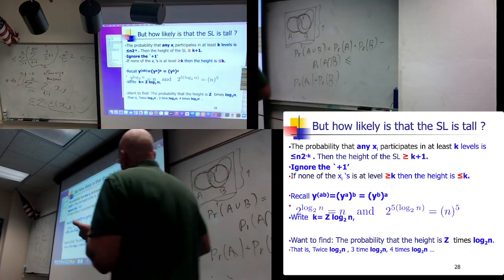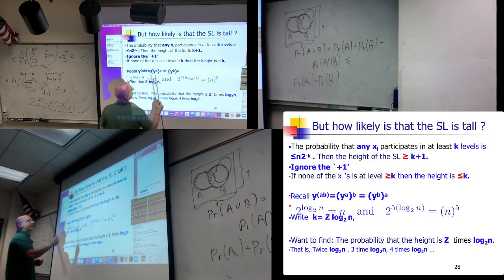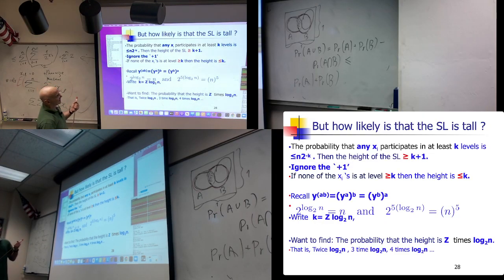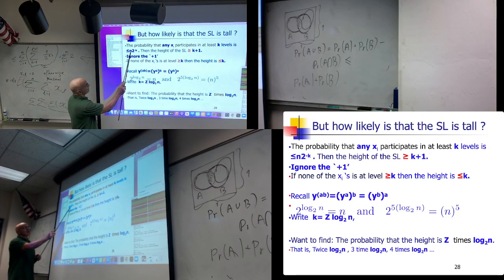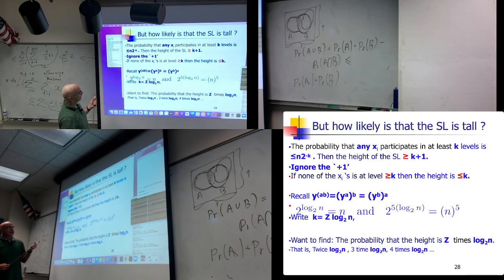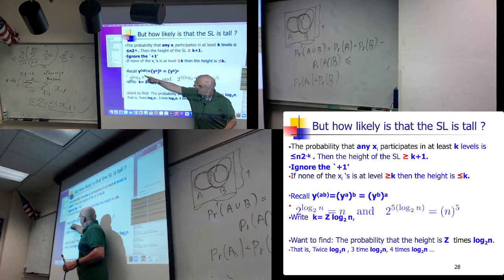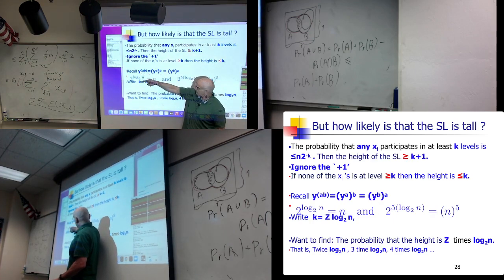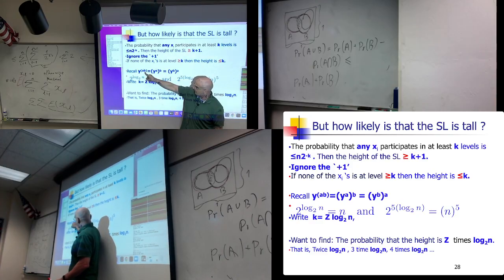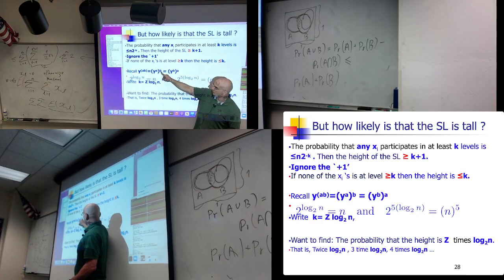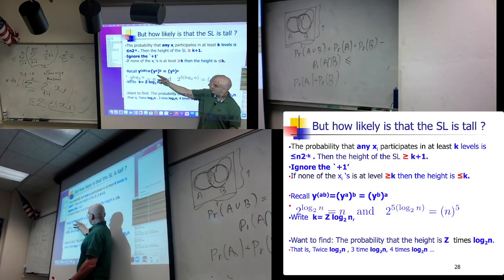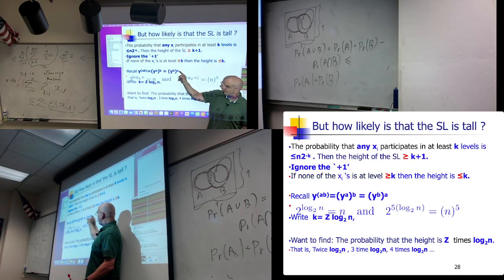Now, what is the probability that any of the keys xi is participating in this level? As we proved, it's smaller or equal than n times 2 to the minus k, 1 over 2 to the k. And again, I ignore the plus 1. Now, just to remind you, if I have any numbers y, a, and b, then y to the power of a times b is just y to the power of a, all of it to the power of b. Or I can switch the a and b. It's also y to the power of b, to the power of a.